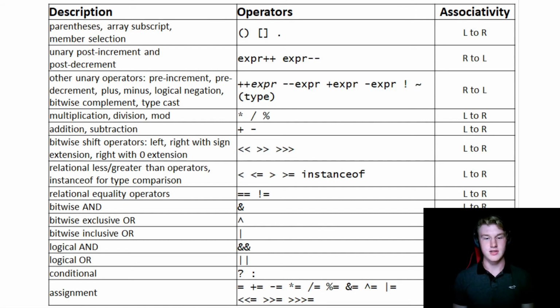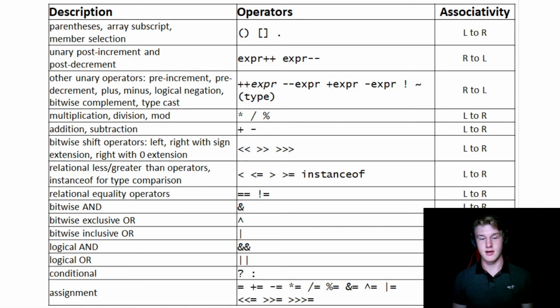Bitwise shift operators, we'll get into those more later, but remember how bytes are 8 bits, shorts are 16 bits, ints are 32 bits, and floats and doubles are 64 bits. So if we do a bit shift, it just moves the ones and the zeros over in that direction. So now relational operators, so that's the greater than, less than, greater than or equal to, less than or equal to, or instanceof, which we haven't gotten into yet, but we will eventually.